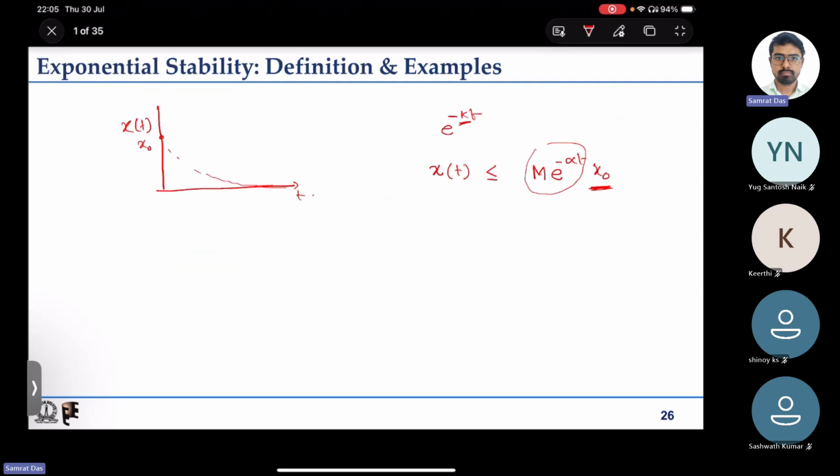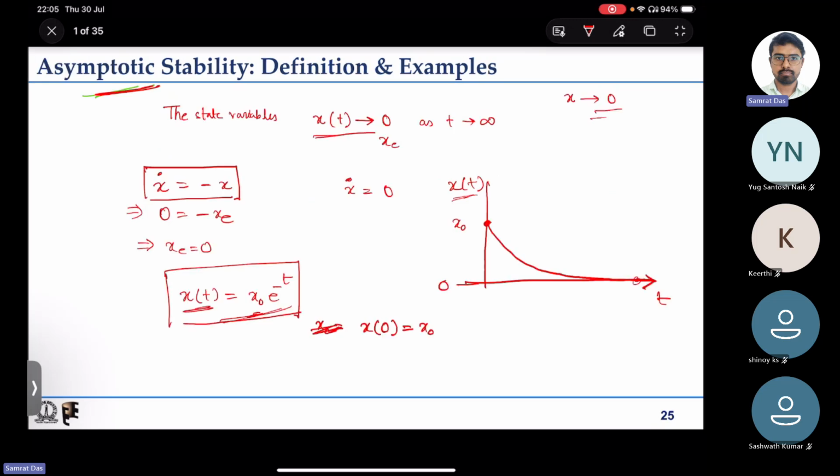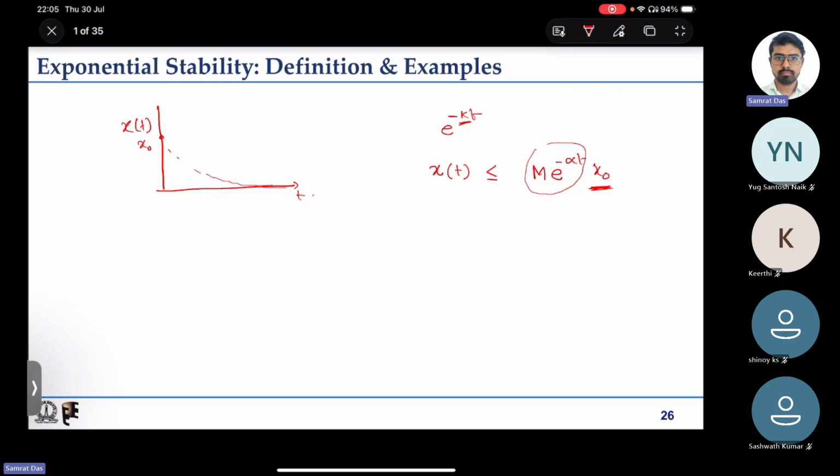Now let me give you an example of a system which is asymptotically stable but not exponentially stable. Let us say x dot equal to minus x cube. By putting x dot equal to 0, we get the equilibrium point: 0 equal to minus xc cube. So basically xc equal to 0. In this case also 0 is the equilibrium point.